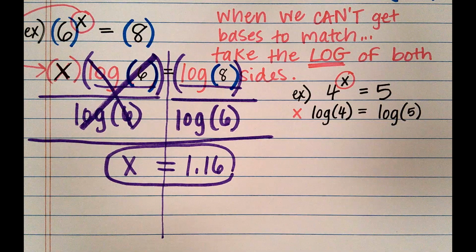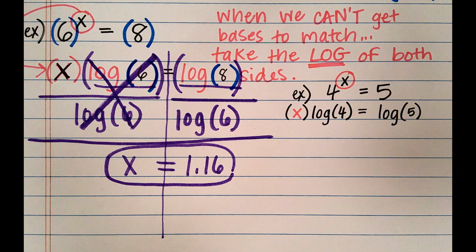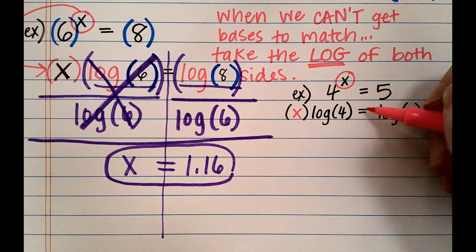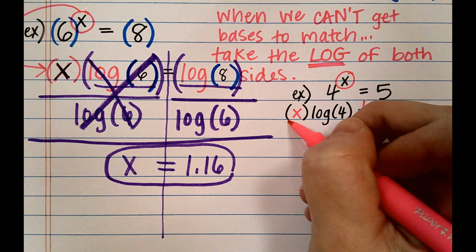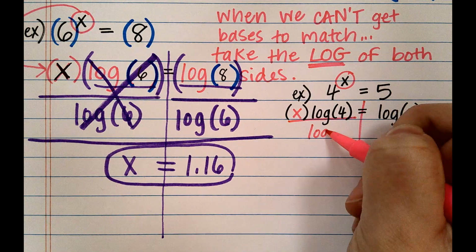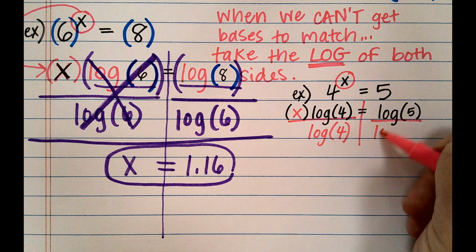When you get to this point in algebra 2, I remember doing this in high school and thinking like, we're just playing around. Like, what is this? But once you know the process, it's actually pretty simple. So what do I do now? I want x by itself. Yeah, divide both your sides by the log of 4 to get x by itself.